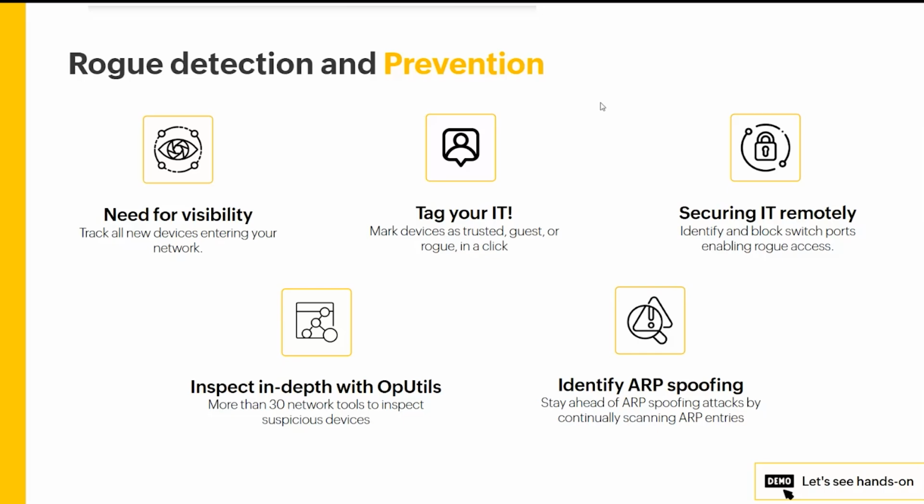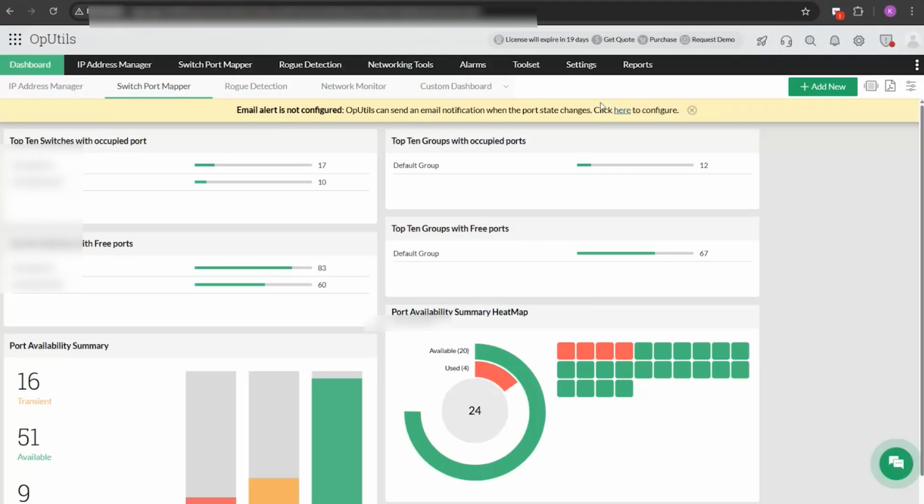It doesn't stop there. Some attackers use advanced techniques like ARP spoofing to sneak into a network. OpUtils has you covered on that front as well. It continuously scans ARP entries in your network, which means it can quickly detect spoofing attempts and help prevent them before they cause any damage, ensuring the overall integrity and security of your network. Now let's jump into the product and see how the capabilities work in the OpUtils console.